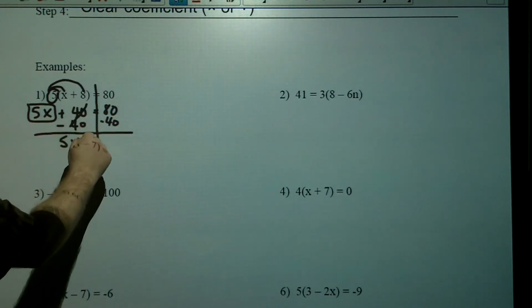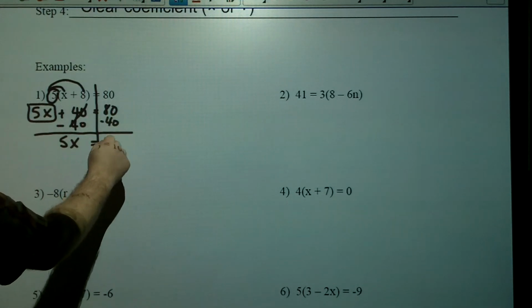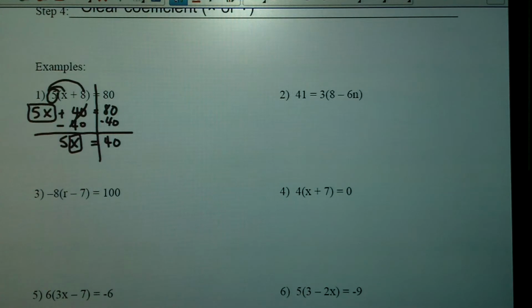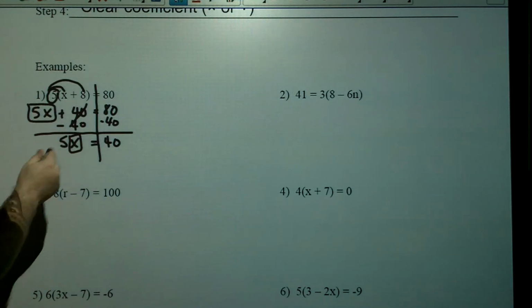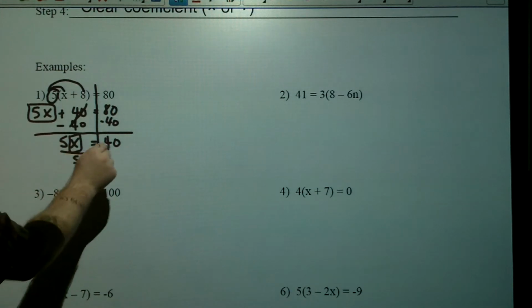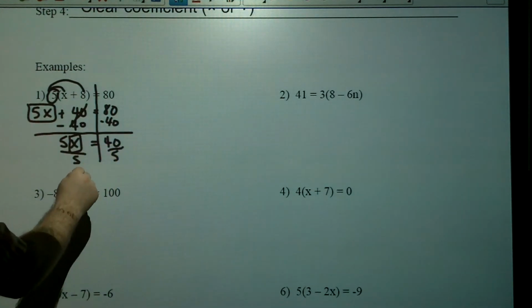The 40s cancel. 80 minus 40 gives me 40. Now I can get the x by itself by getting rid of 5, and I do the opposite. So the opposite of multiplying by 5 is dividing both sides by 5. So x equals 8 is my answer.